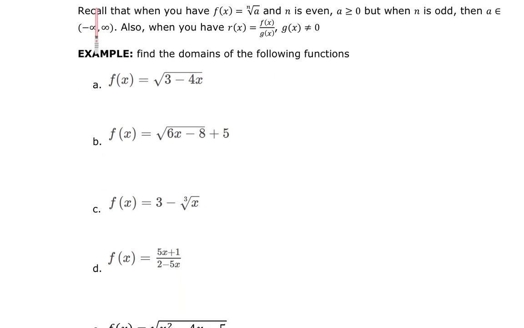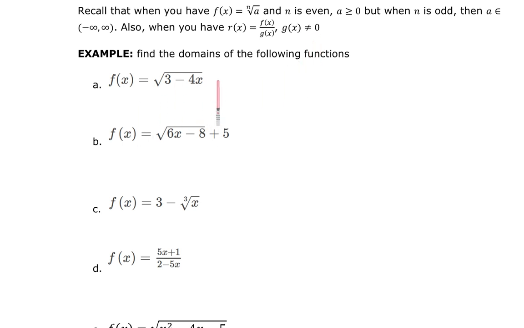So let's talk about finding the domains of radical functions. Now we know that if our index, which is that small number outside of the radical symbol, is even, anything underneath the radical symbol has to be greater than or equal to 0. But when n is odd, we can have any number we want because we can take the cube root of a negative number all day long. Also, when you include rational functions, where I have a polynomial f over a polynomial g, we know the denominator polynomial cannot equal 0.